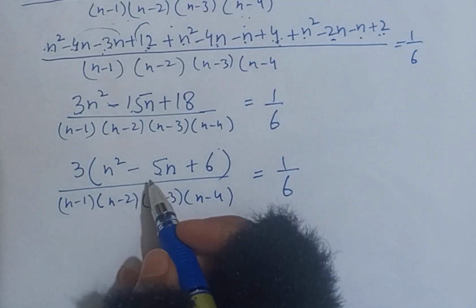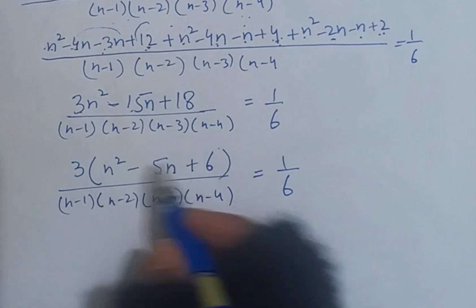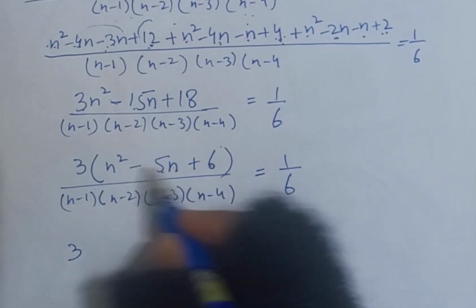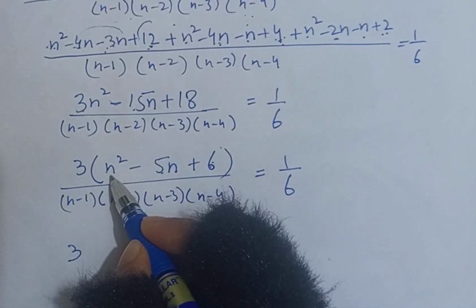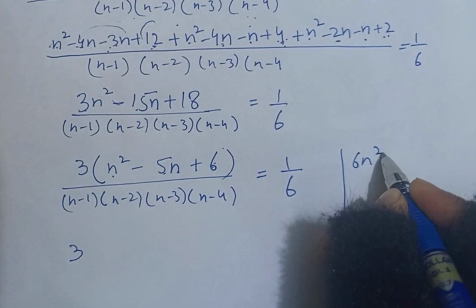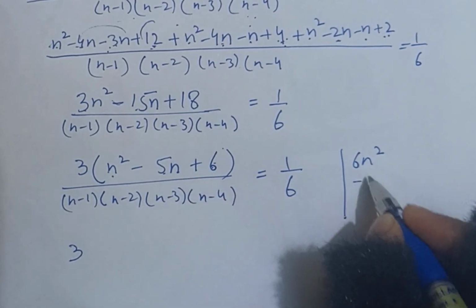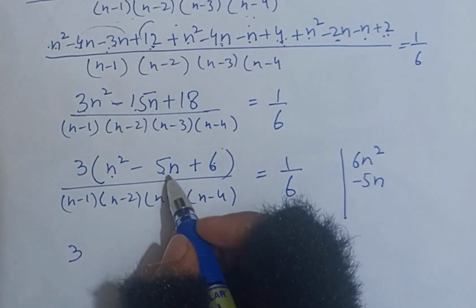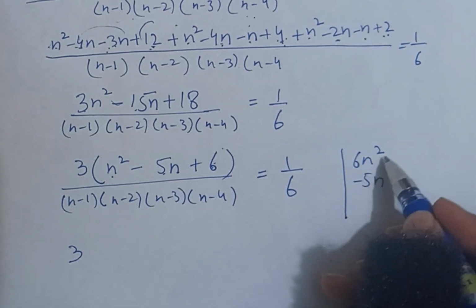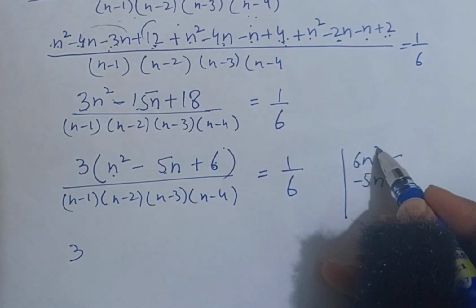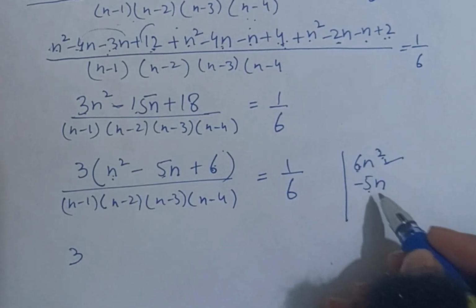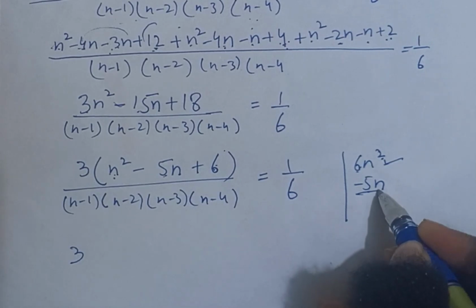And in the next step, we factorize the numerator value. So if we multiply the first and last term, we get 6n². And the middle value is minus 5n. Now we split this middle value into two numbers such that if we multiply these two numbers, we get 6n², and if we add or subtract these two terms, we get minus 5n.